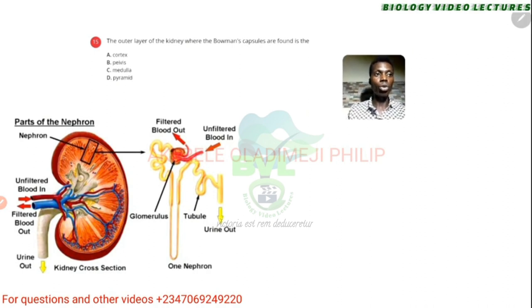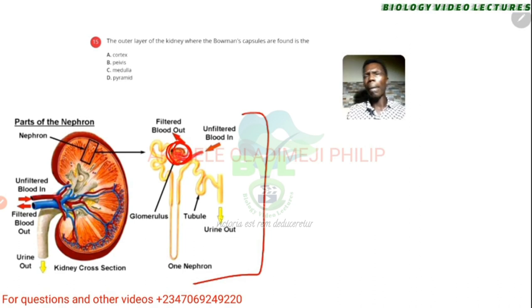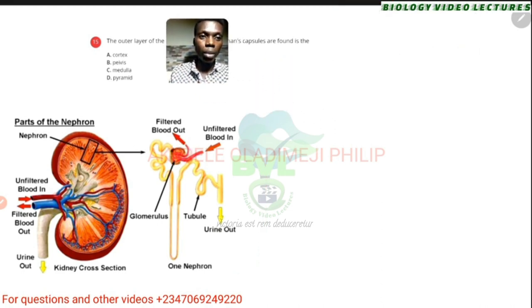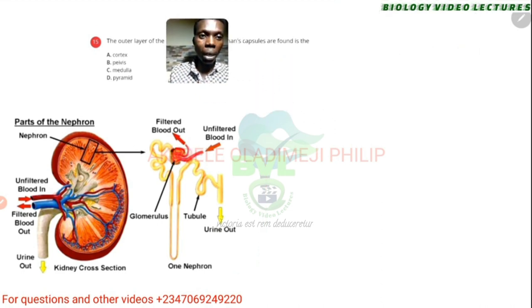This is what I'm trying to say here. So I need to revise the nephron with you for a minute. This is a nephron, apparently. This part here is what we call the Malpighian corpuscle, or renal capsule, so to say. Now, that is made up of the Bowman capsule and the glomerulus, basically.